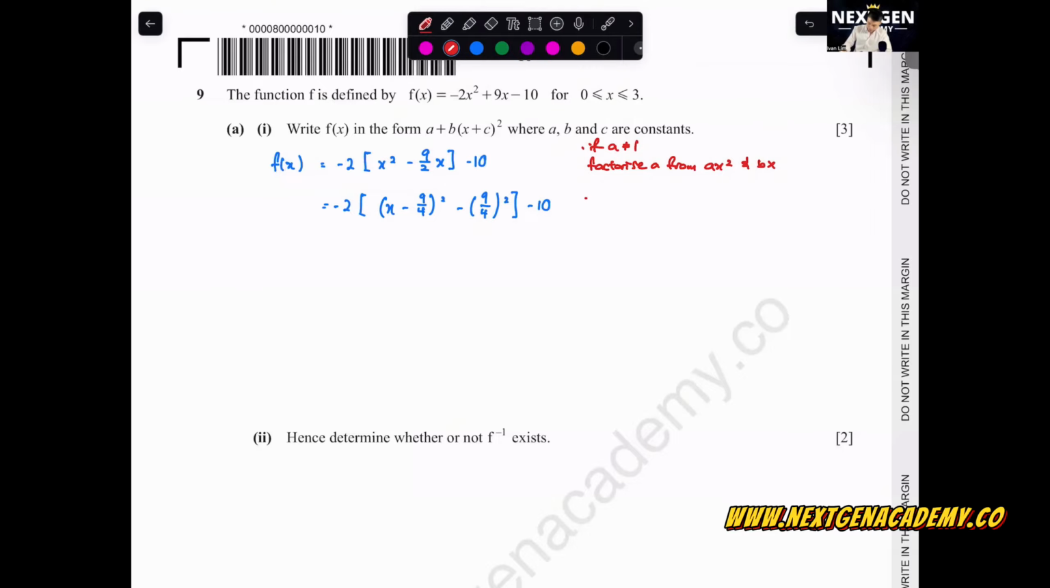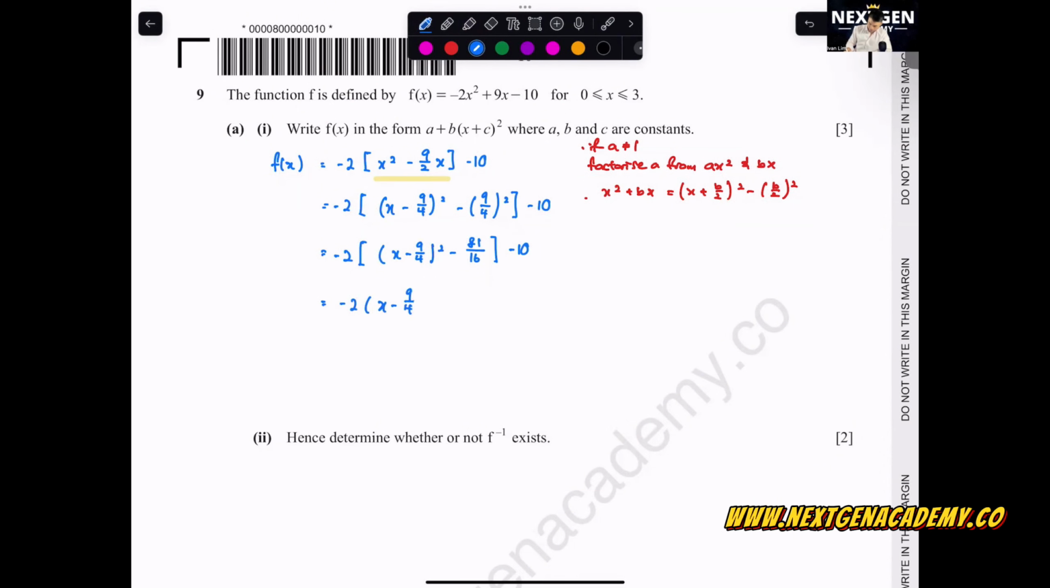Then the second step is your x squared plus bx will become x plus b over 2 squared minus b over 2 squared. The reason why I ignore the c first is because the c is not part of the completing the square process. So we just focus on this part here. All right, now let's simplify inside the bracket. 9 over 4 squared minus 81 over 16 minus 10.